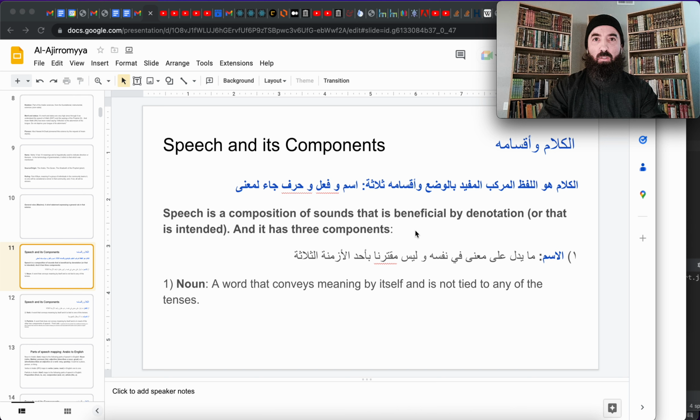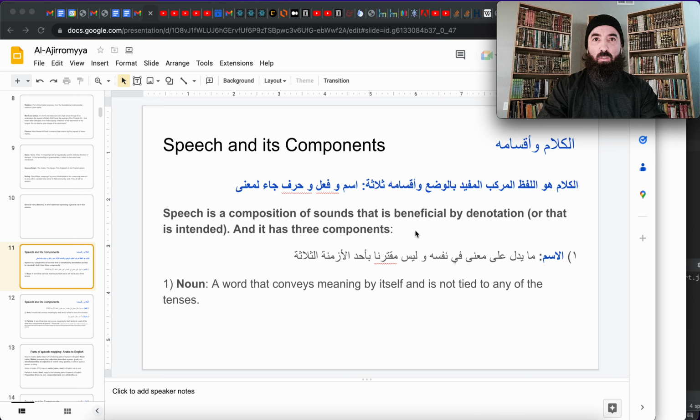Inshallah, we will continue our Arabic lessons. Just as a reminder, we are studying the book Al-Ajirromyya, which is one of the books that is studied at the very beginning, meaning it is a book for beginners. Inshallah, we will go ahead and actually start the book itself.